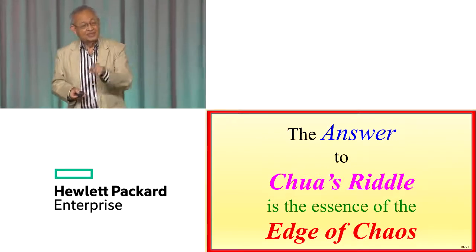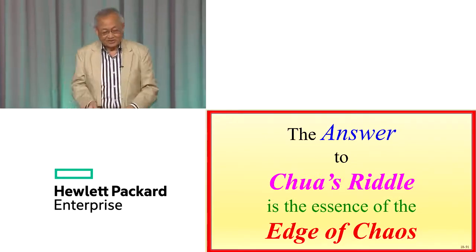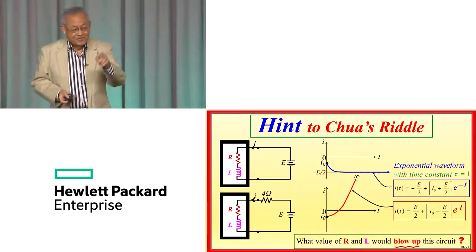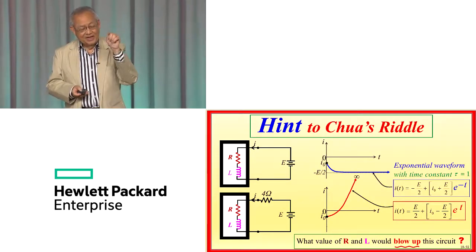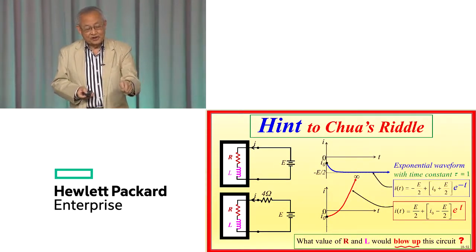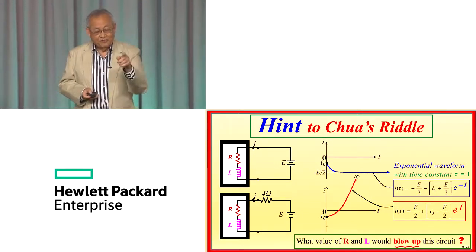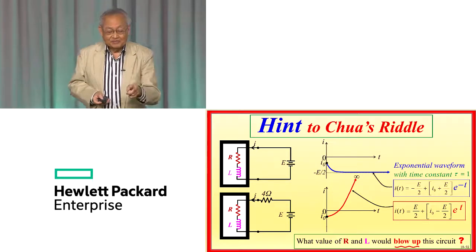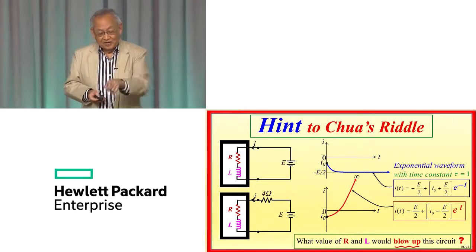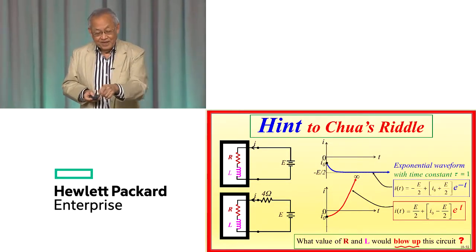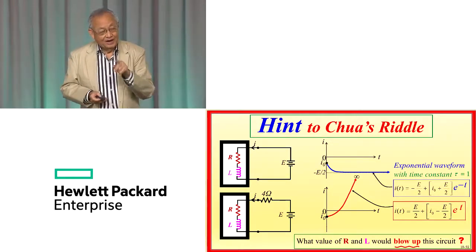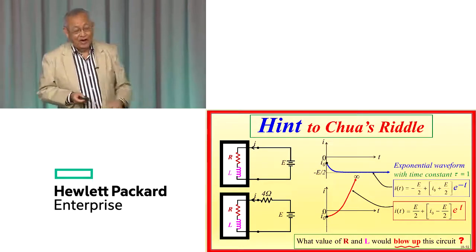The answer is the essence of the proof of the edge of chaos. And now it will make sense to you. I even gave you a hint then that it has a resistor and inductor in series, on top is obvious. Now the question is, what values of R and L can you assign so that you will get the one on top stable, and then if you add a 4 ohm resistor, you actually make it blow up.